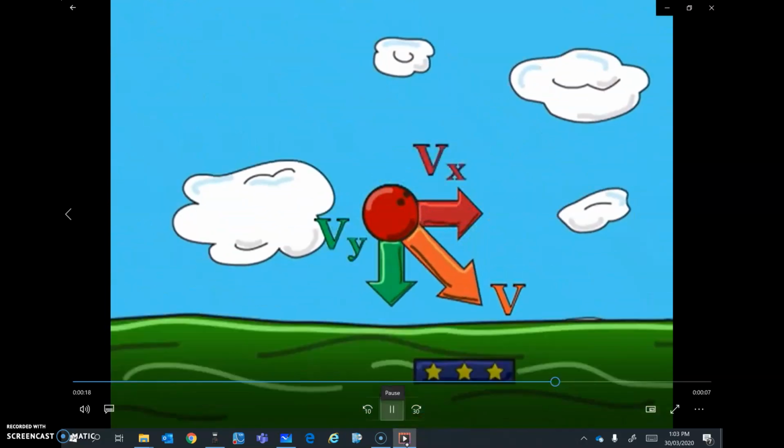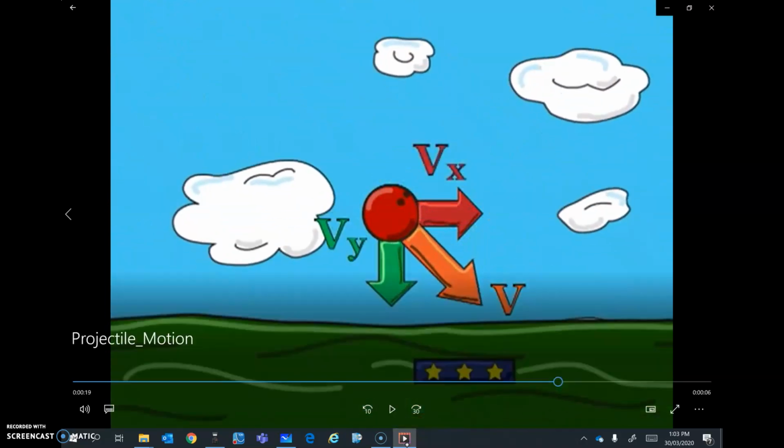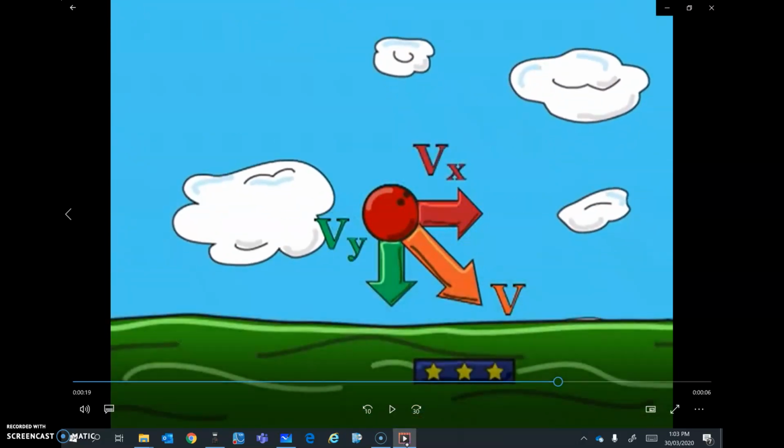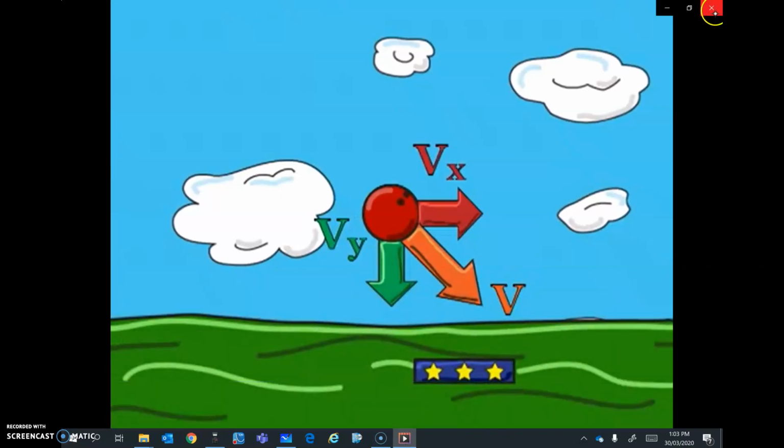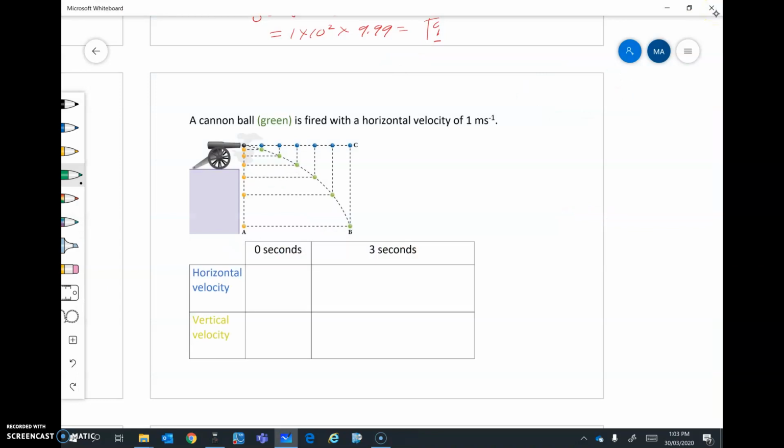So by the end of the flight, we have a resultant velocity. The object is going in this direction with that level of velocity, but that is made up of the components of the horizontal and vertical velocity. So we need to be able to calculate these components separately in order to calculate this resultant velocity. So let's look at how we do that.